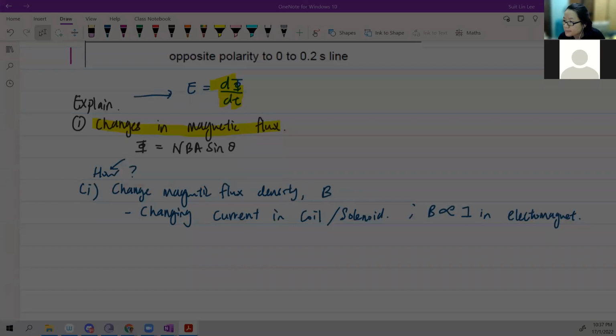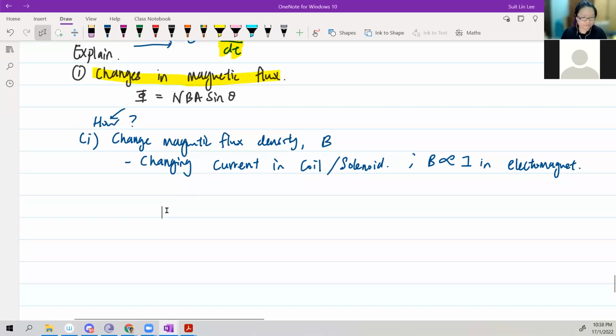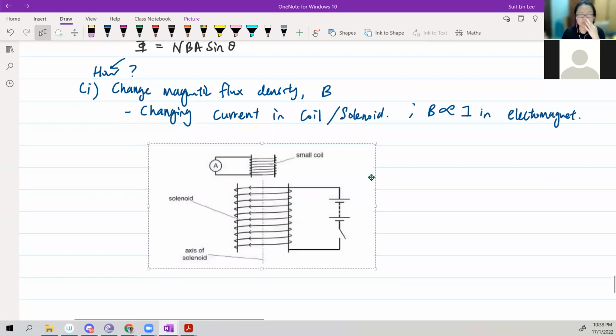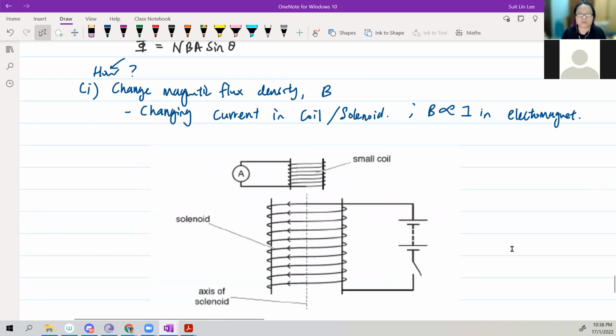Ini macam cerita dia. Like, sure, why got two coils? Why they do this to us? That's your understanding. Okay, let's look at the coil.